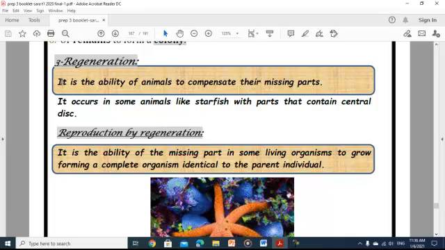Regeneration itself is the ability of an animal, or living organism, to compensate for a missing part. The most famous or common example is the starfish.